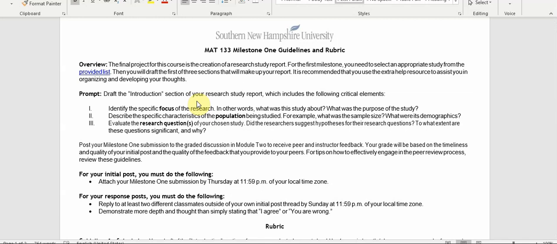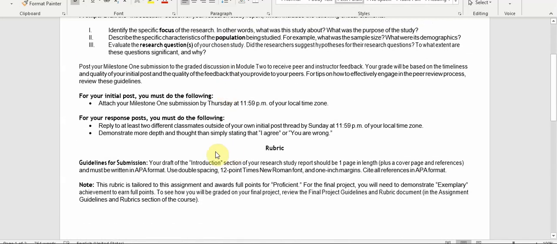I have to tell you, and we have to get on the same page here, you have to read your research article until you understand it. You have to read each rubric and make sure you address each written part. Why do I suspect that some students are doing this close my eyes, hope for the best thing? Well, a couple things. Here, for guidelines of submission, it says your draft of the introduction section of your research study report should be 1 page in length, plus a cover page and references. So when students turn in a paper and it's not 1 page in length, when it doesn't have a cover page, when it doesn't have references, this kind of tips me off that maybe they didn't exactly read the instructions.